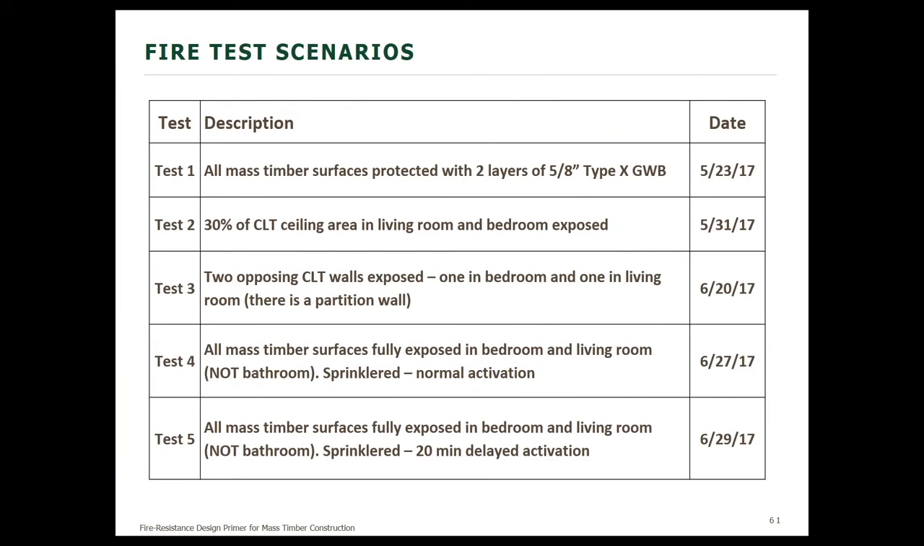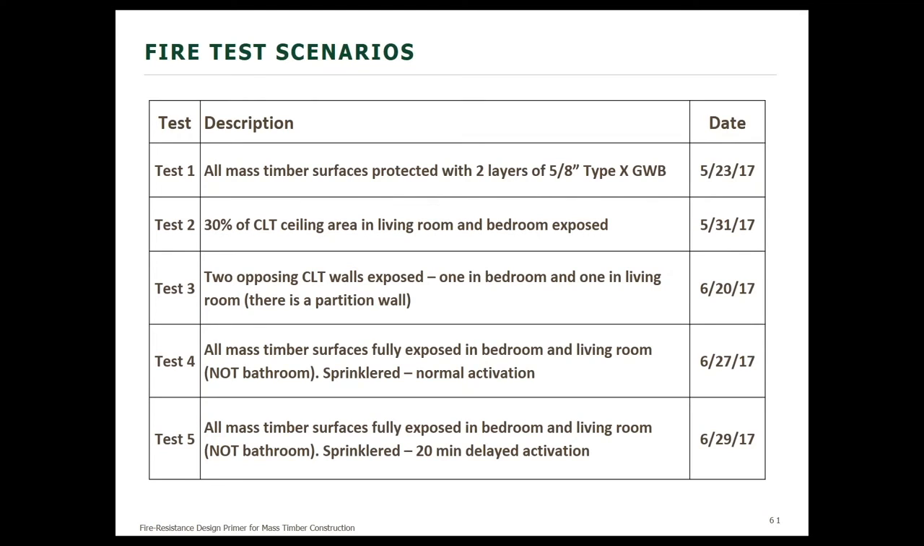This table that you have before you now gives you an indication of the 5 tests that were conducted, and a basic description, along with the date that they were conducted. First, for test number 1, all of the surfaces were protected with 2 layers of 5/8 inch type X gypsum wallboard. For test number 2, 30% of the CLT ceiling area in the living room and bedroom was exposed. In test number 3, 2 opposing CLT walls were exposed, 1 in the bedroom and 1 in the living room.